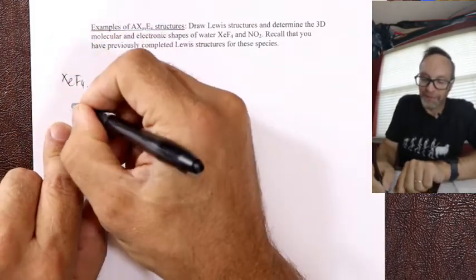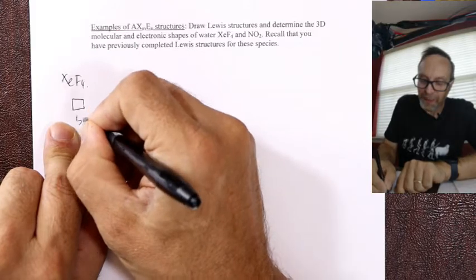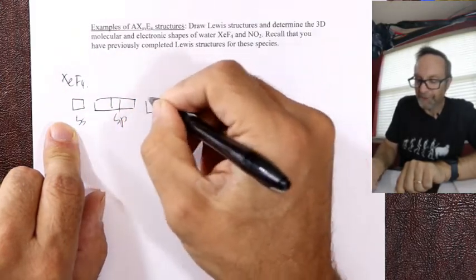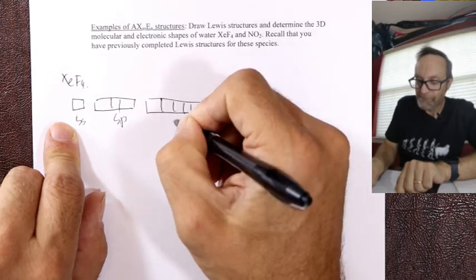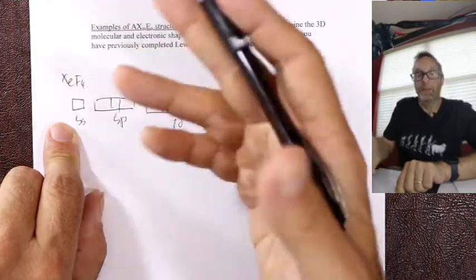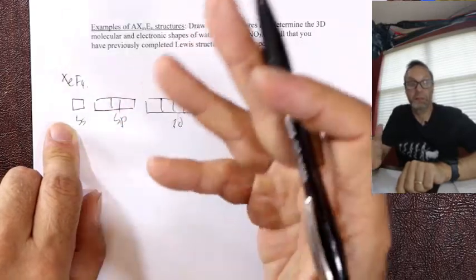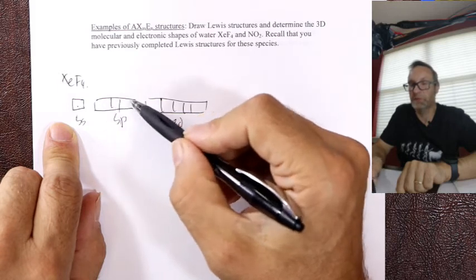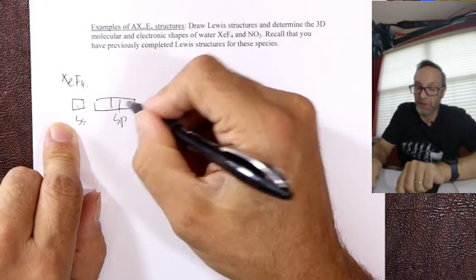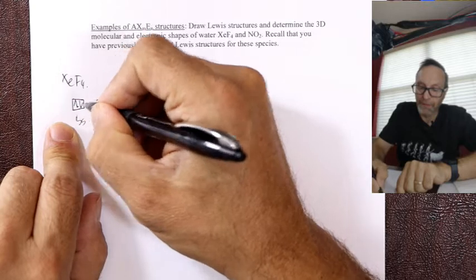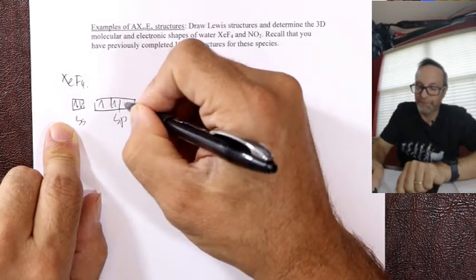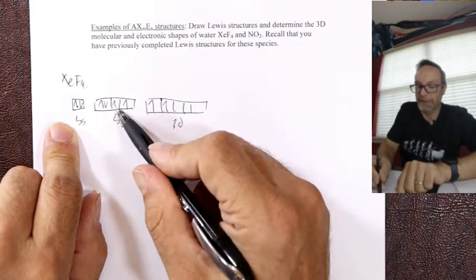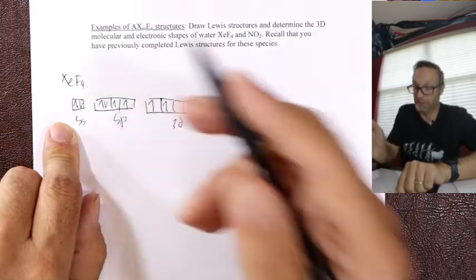XeF4, if we think about it, right, so we had 5s, 5p, 5d. Because xenon in its ground state has no unpaired electrons, right? So 5s and 5p are all paired up, right? If I want four bonds, I got to promote two, right? So, cut to the chase a little bit, right? I'm going to promote one and two. So that gives me four unpaired electrons and then two lone pairs, important, right?